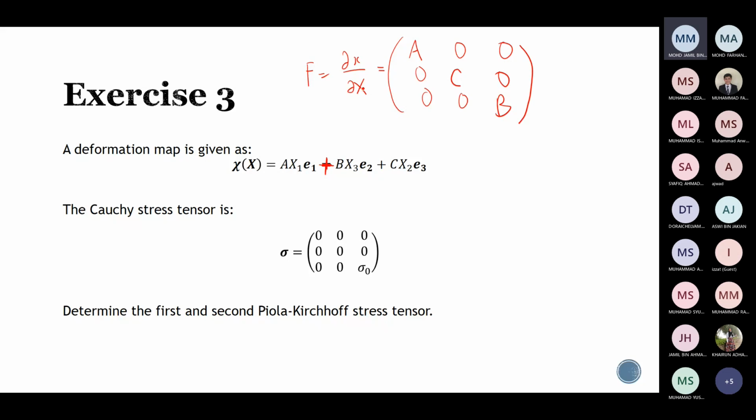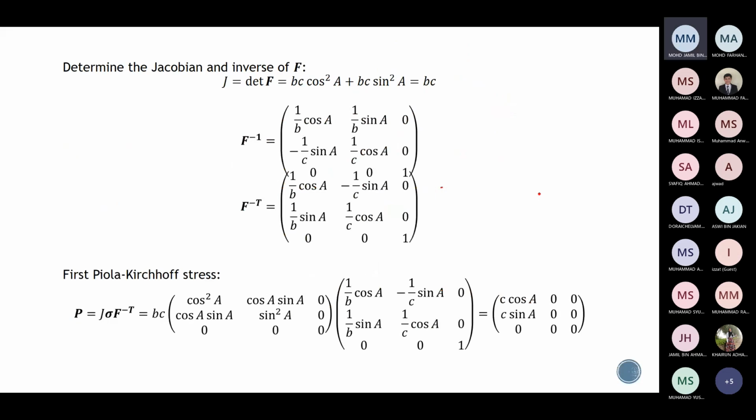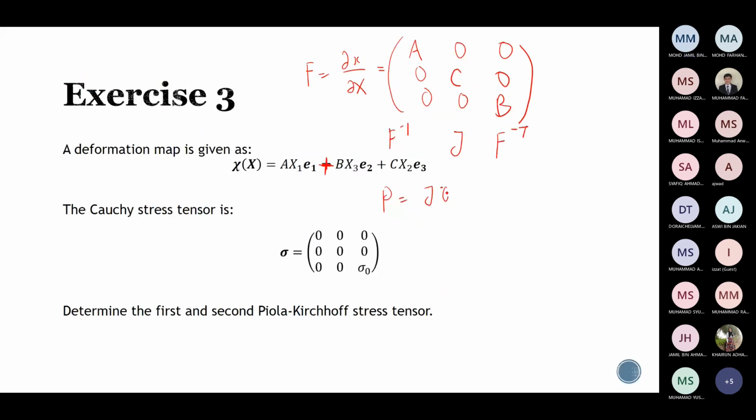Then from here you can calculate the F inverse, J, and F inverse transpose. Then from here you can calculate P equals J sigma F inverse transpose, and then S equals F inverse P. So it's kind of straightforward.